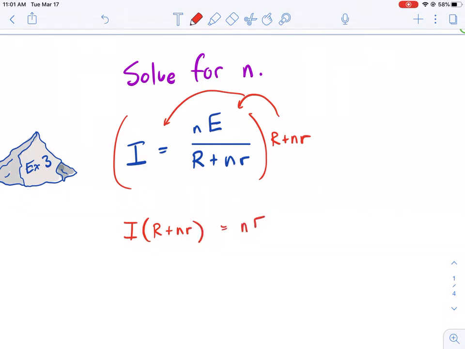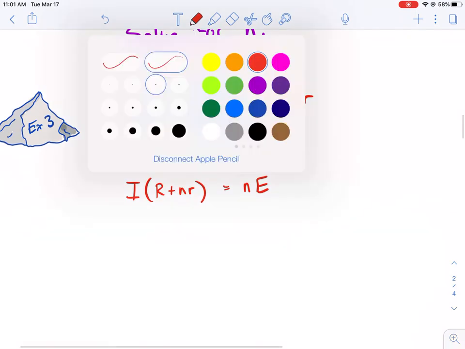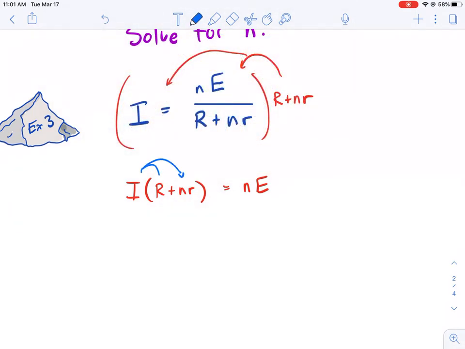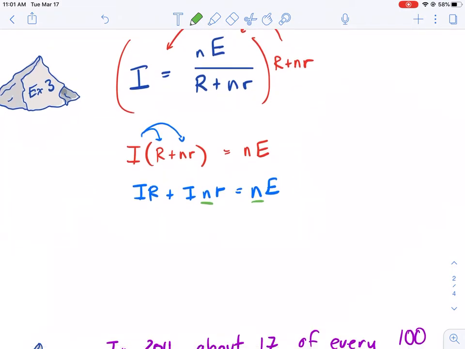equals ne. Now, in order to get the n by itself, we have to distribute and resolve this issue going on with the parentheses. So we have Ir plus Inr, little r, equals nE. Now, we have an n on the left side and we have an n on the right side. What I'm going to do is I'm going to try to consolidate them by moving the n on the left side over. So I need to subtract both sides by Inr. What do I get? I get Ir equals nE minus Inr.